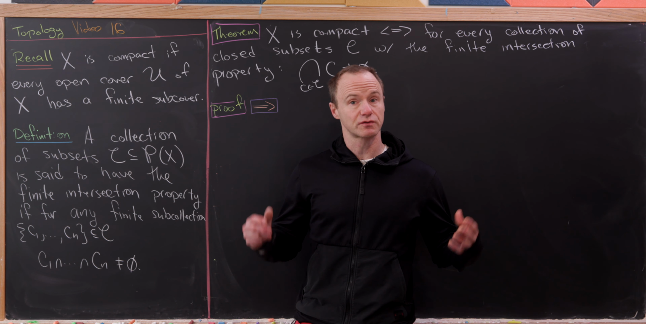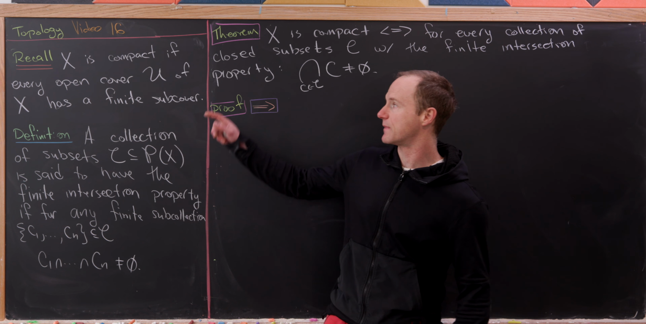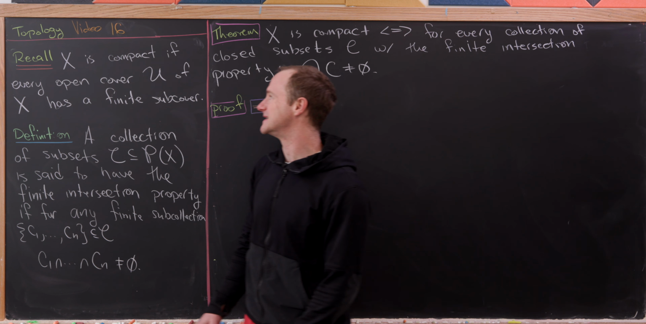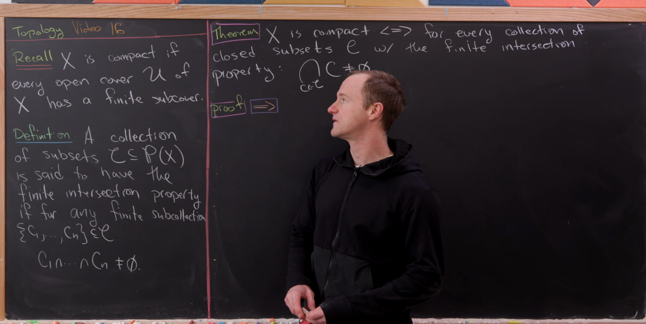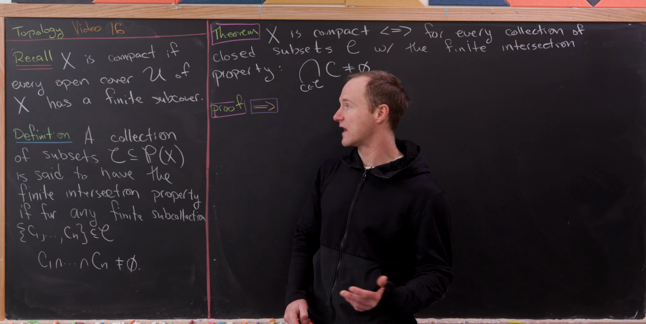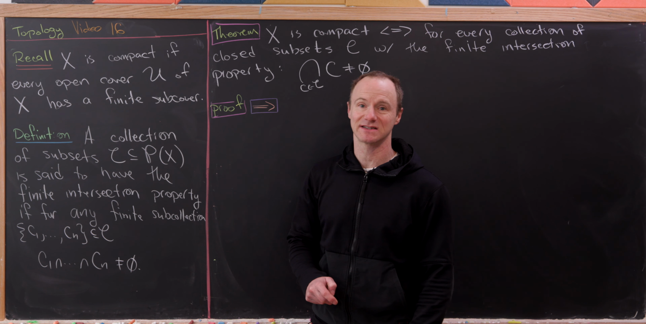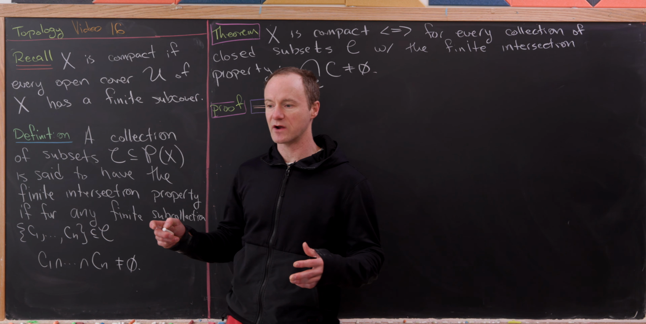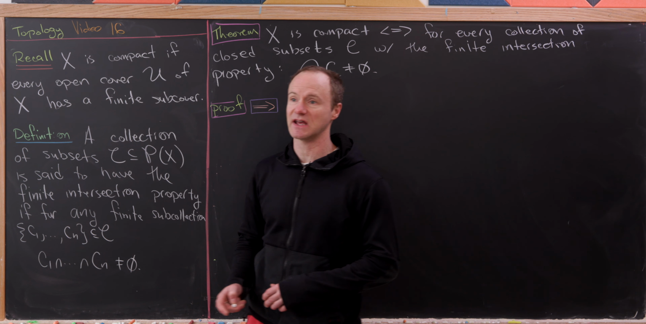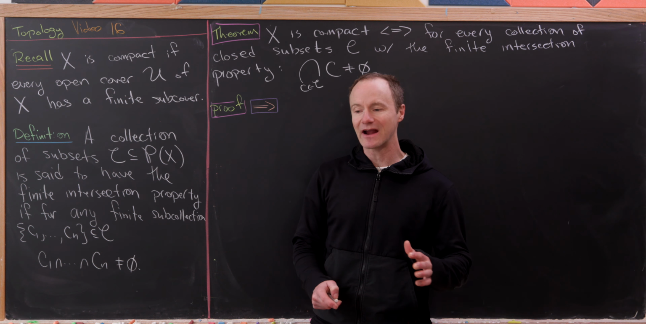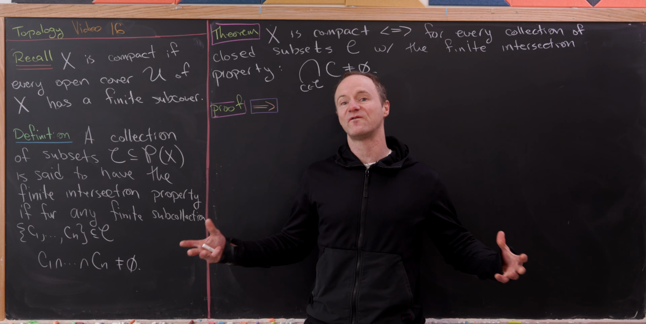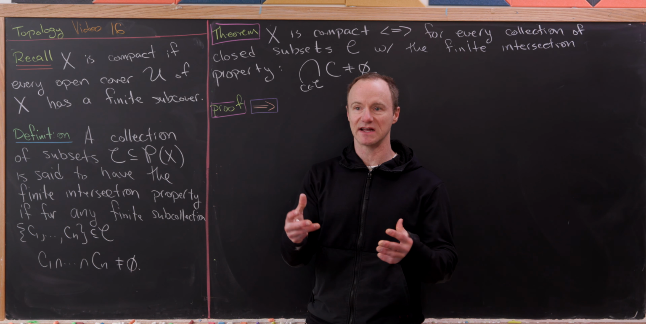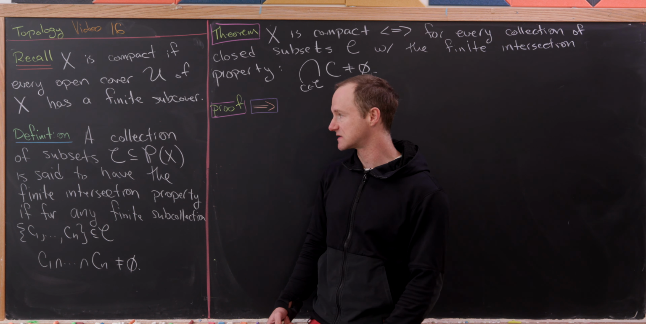So let's first recall what it means for something to be compact. A topological space X is compact if every open cover U of X admits a finite subcover. So that means if we've got a collection of open sets that union to the entire set X, then we are guaranteed to be able to take a finite number of those open sets that also union to X.